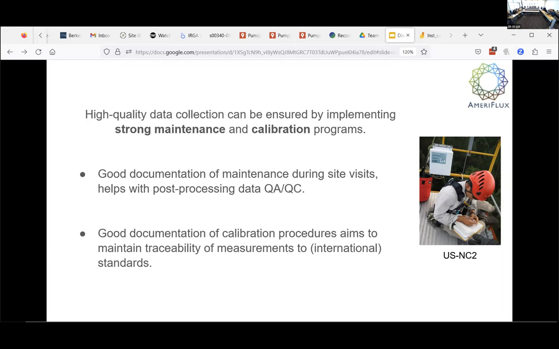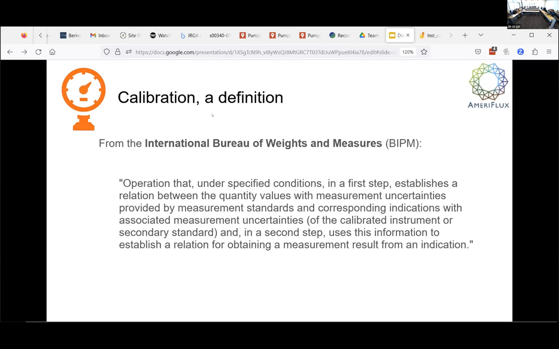And also good documentation of calibration procedure helps with internal comparison across sites and across networks, right? If we have a standard that we can all compare to. There's a definition, which I found pretty awful, by the French International Bureau of Weights and Measures, the Bureau International des Poids et Mesures. What's interesting is they talk about how you compare your measurements to standards. So it's really a benchmarking exercise. The concept they introduce that's interesting is measurement uncertainties, right? Through calibration, you can also assess the uncertainty of your measurements. That's the main point that they make.